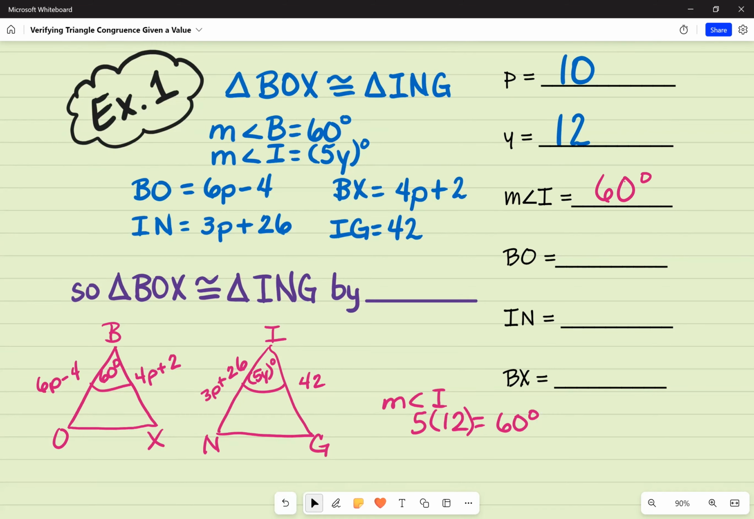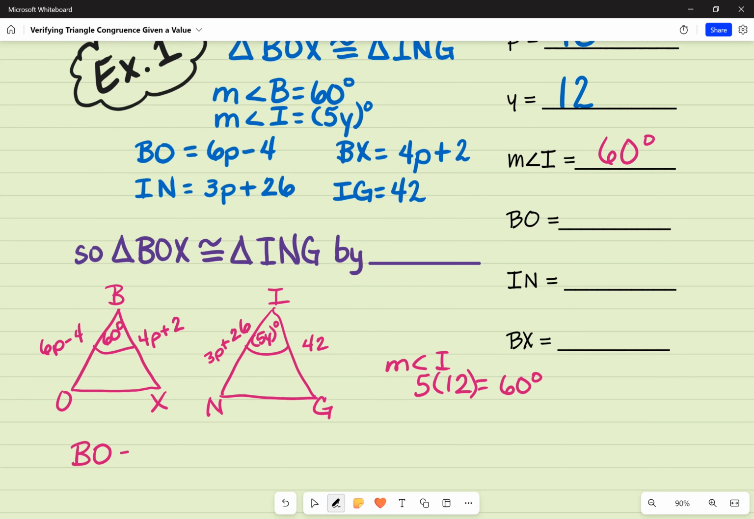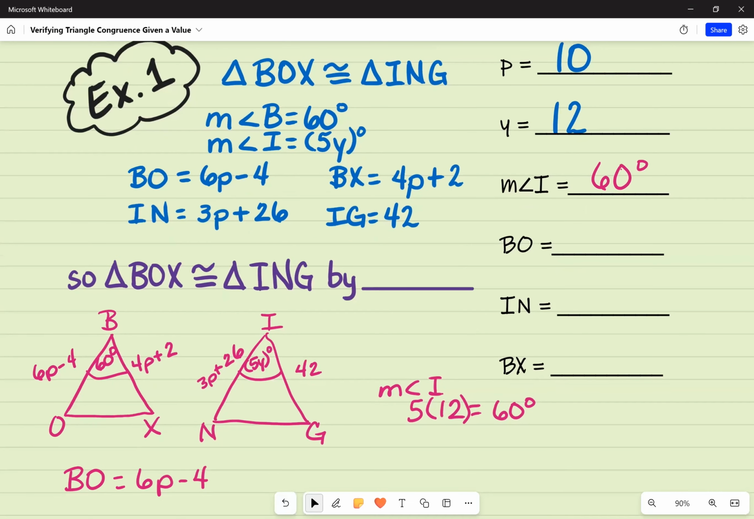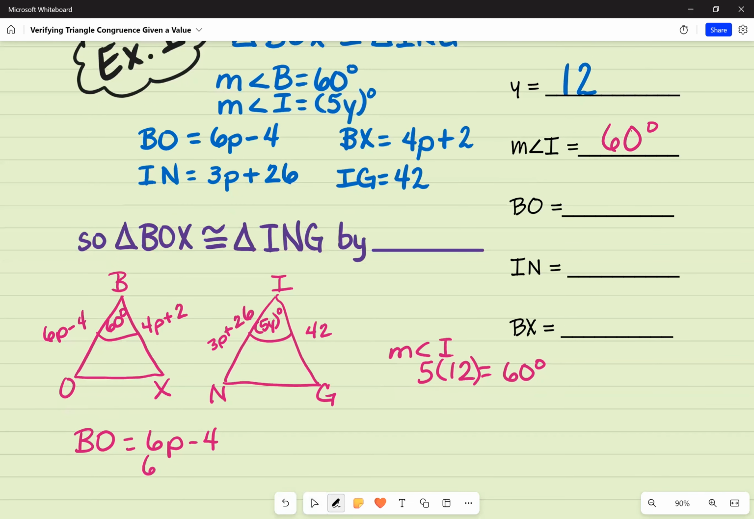Now I want to find side BO. BO was shown as 6p minus 4, and we were told in the given that p was 10, so we're just going to replace that p with 10. After I simplify segment BO, 6 times 10 is 60, minus 4 is 56. Sides are not measured in degrees.